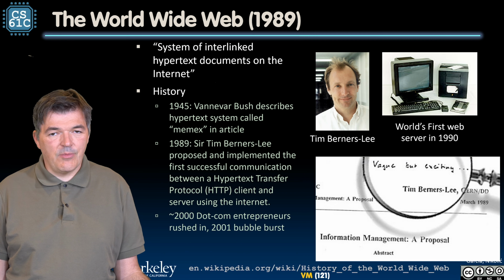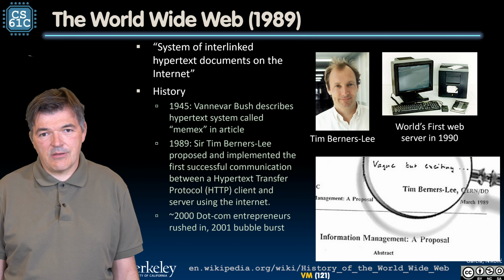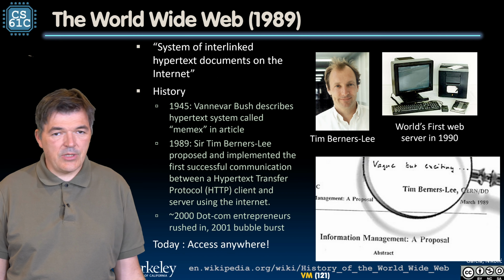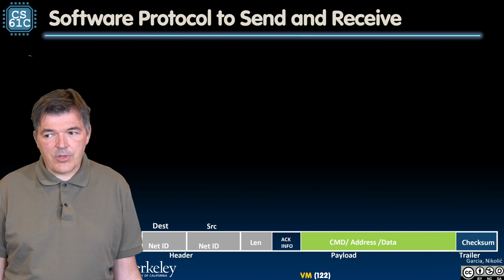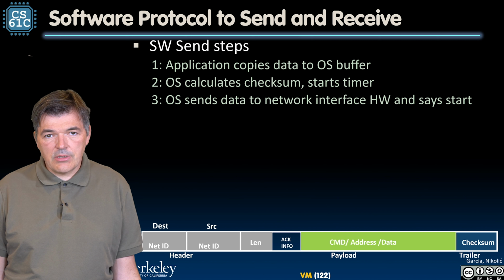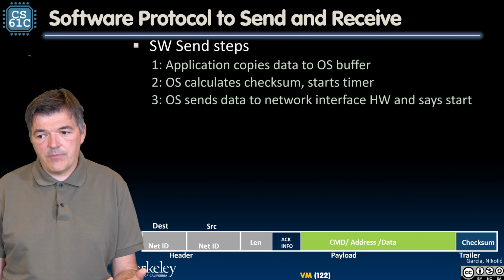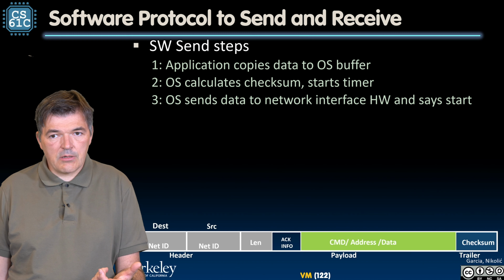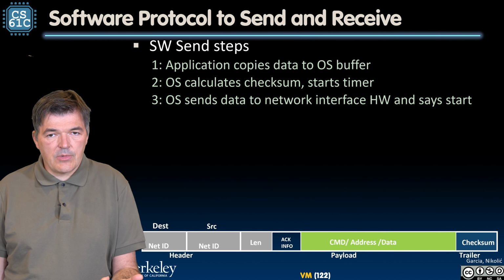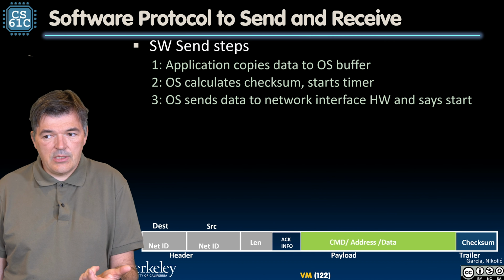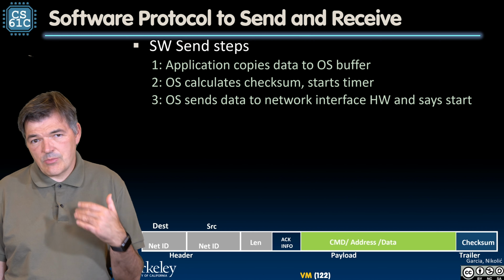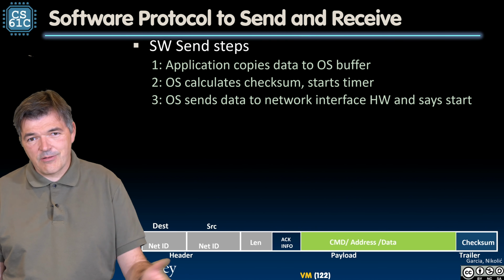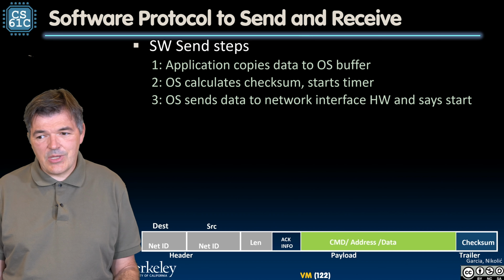We witnessed the dot-com boom and the bust that followed in 2001, but everything recovered and we have access everywhere. So what is behind the protocol there? Generally, we send packets of data. These packets of data are produced by software. The software application will copy the data to the OS buffer. The OS will calculate some kind of a checksum, such that if there are errors during transmission, because when data go on a far or long trip, some bits may get corrupted.